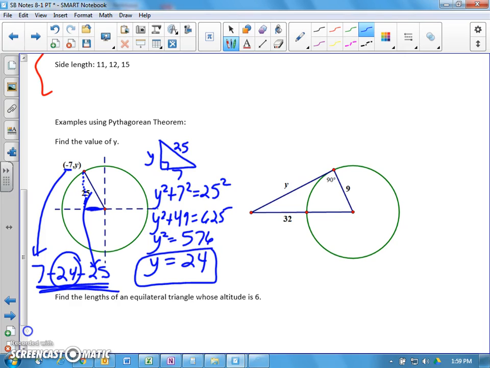And if that's the case, you can just write the 7, 24, 25 Pythagorean triple and show that instead of the work to calculate it. But you have to know your triples to use that. So let's look at the next one.